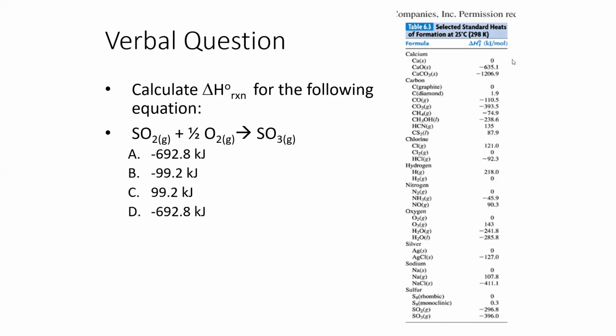But since we take the product minus the reactant, the negative of the product is outweighed by subtracting the negative, adding the positive of this. So this will end up being B, negative 99. All right, so even the most intelligent of us can second guess ourselves when it comes to that. So, all right. That's basically how to do that. I'm going to switch gears now.